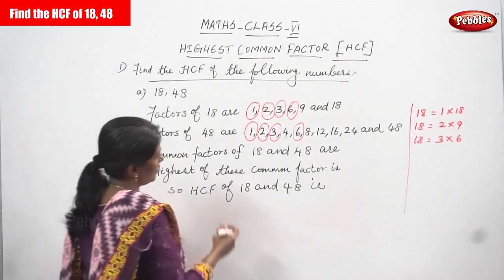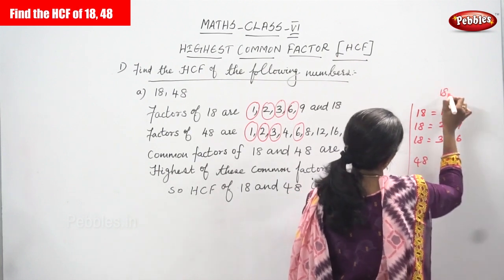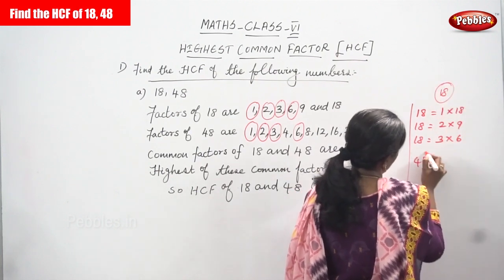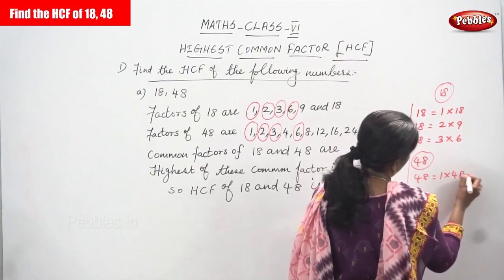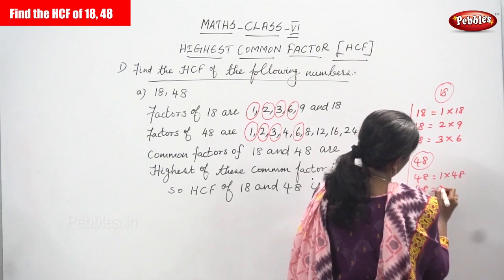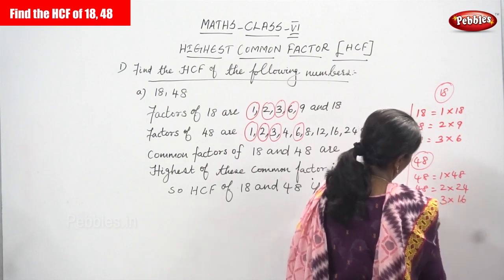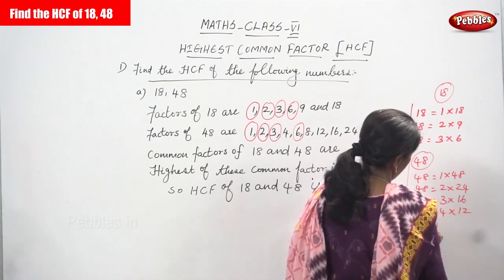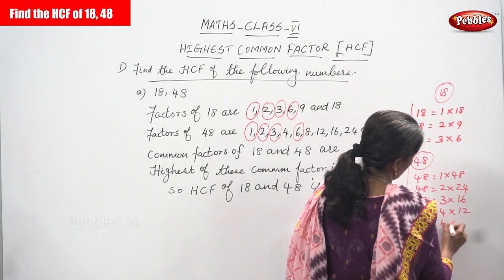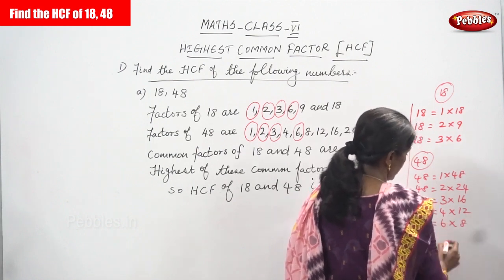Factors of 48, you know that. And again 48, 2 into 24, 48, 3 into 16, and 48, that is 4 into 12, again 48, 6 into 8.